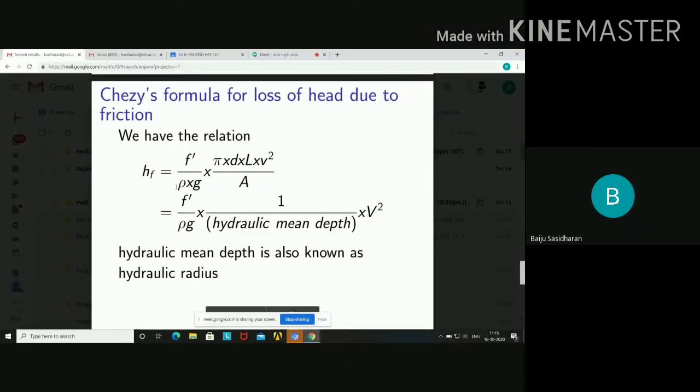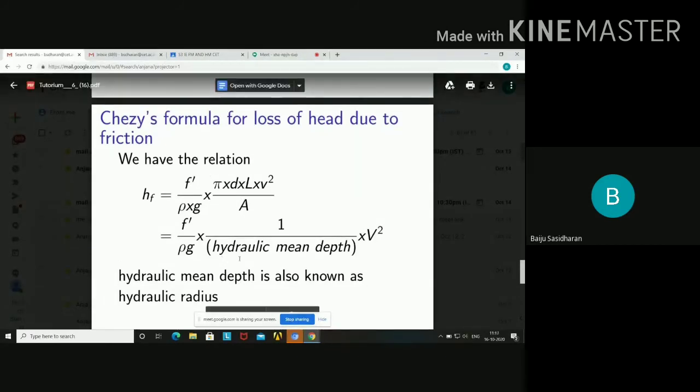We have the Darcy-Weisbach equation, that is head loss due to friction is equal to f dash by rho g into pi d L V squared by A. While deriving the Darcy-Weisbach equation, this f dash by rho is replaced with f by 2, where f is the coefficient of friction. And this expression is just before that. That is why hf is equal to f dash by rho g into pi d L V squared by A.